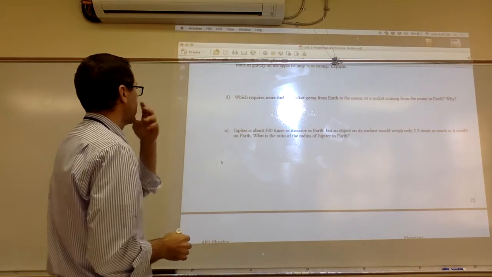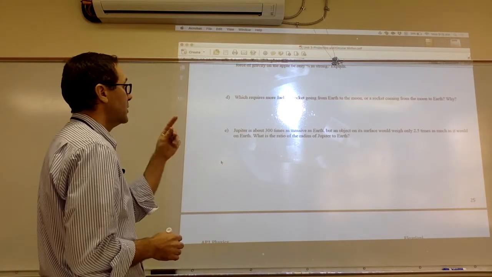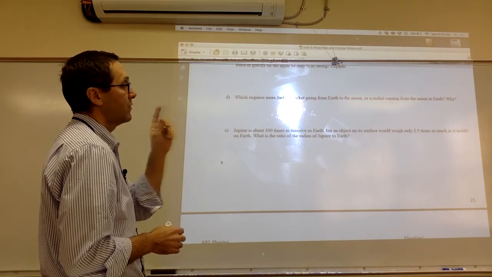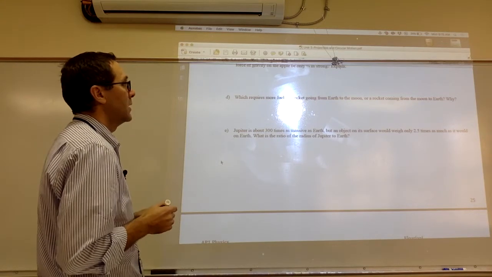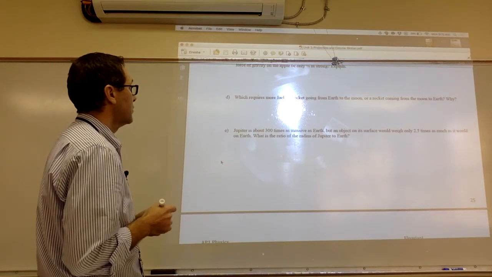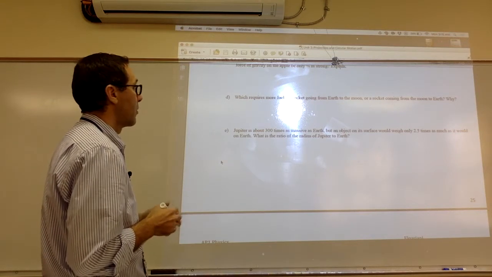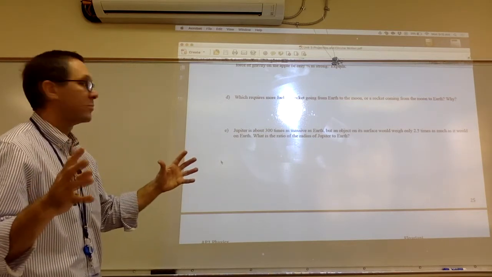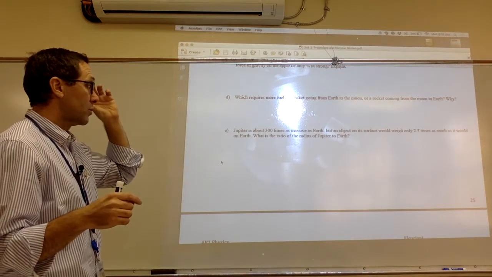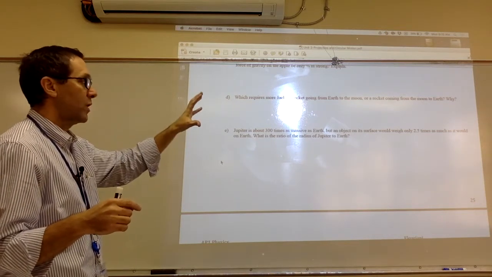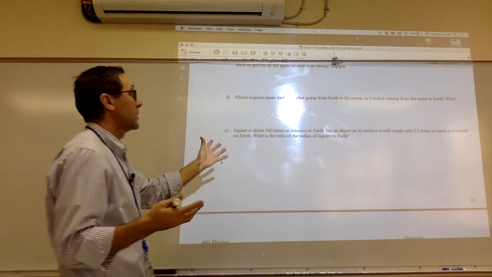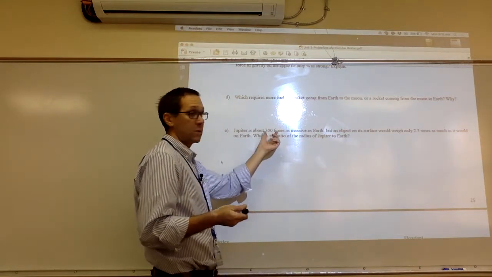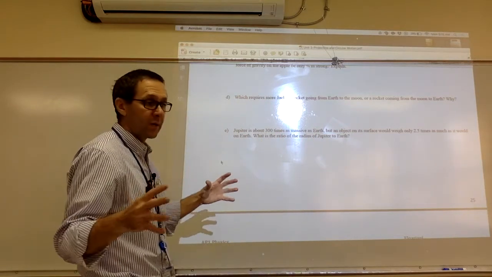Now, part E. Jupiter is 300 times as massive as earth, but an object on its surface would weigh only 2.5 times as much as you would on earth. What is the ratio of the radius of Jupiter to earth? Okay, so this means that Jupiter must be much, much bigger in volume than earth, because the object has to be extremely far away from its center to only be 2.5 times the weight or the force of gravity. Okay, because it's pretty massive, but it's also a bigger object.